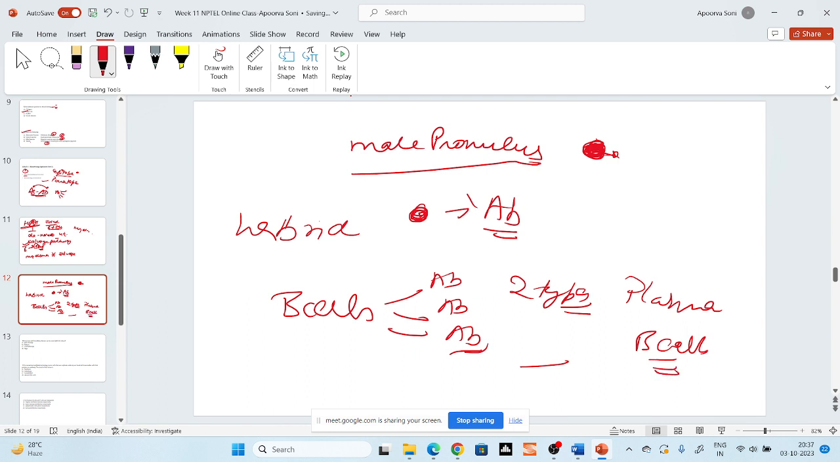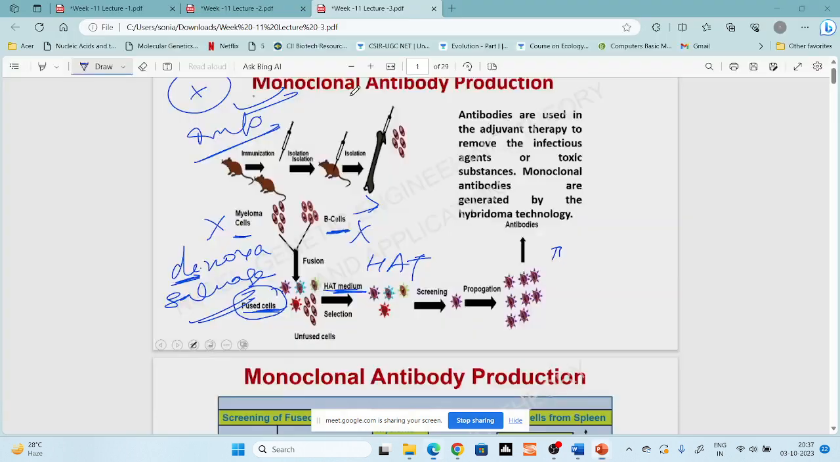So these antibodies are the ones which actually help in creating an immunological response. So when you are fusing myeloma cells and B cells, these cells will lead to the production of some kinds of antibodies, and those antibodies are what we are interested in.